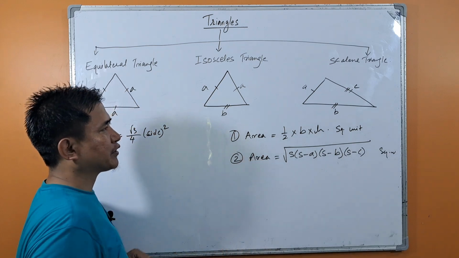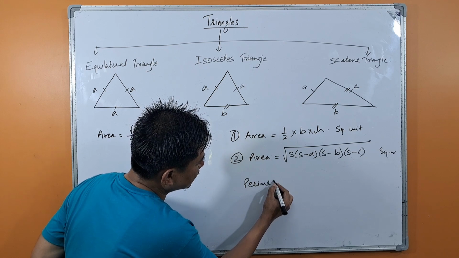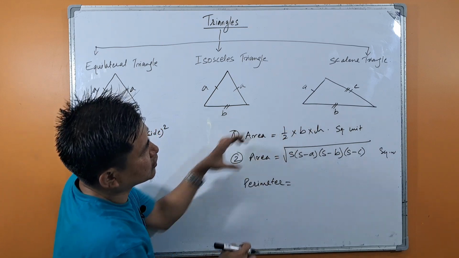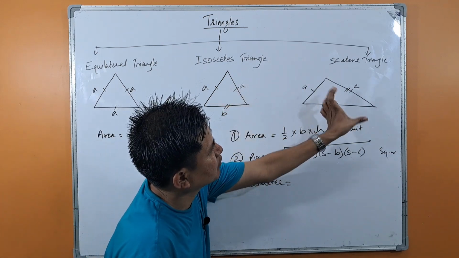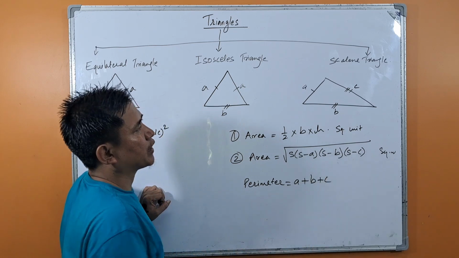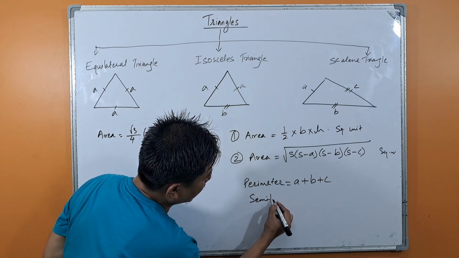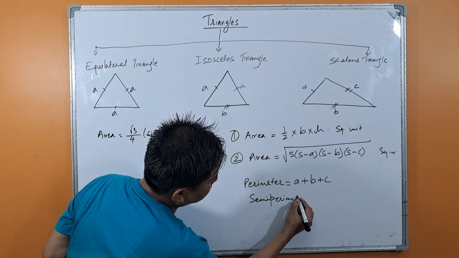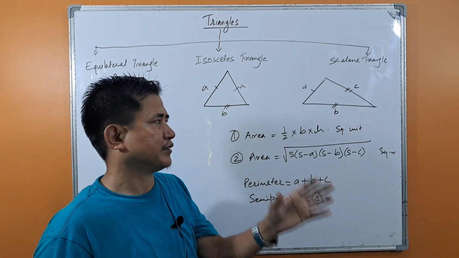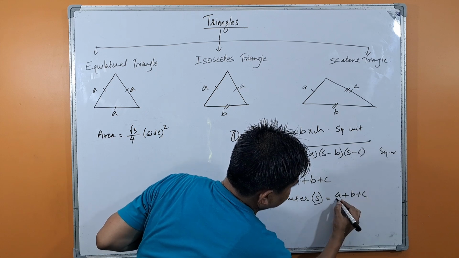Semi-perimeter means first we will find the perimeter. The perimeter of a triangle means the sum of all sides of that triangle, isn't it? Suppose I want to calculate the perimeter of this triangle, we add all these three sides, a plus b plus c. So a plus b plus c will give us the perimeter of this triangle. Semi means half of the perimeter. Semi-perimeter is denoted by the letter s, and it means perimeter divided by 2, that is a plus b plus c divided by 2.